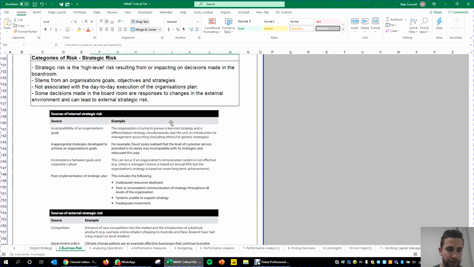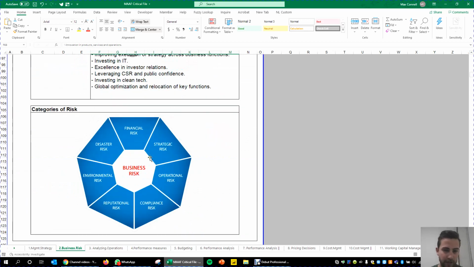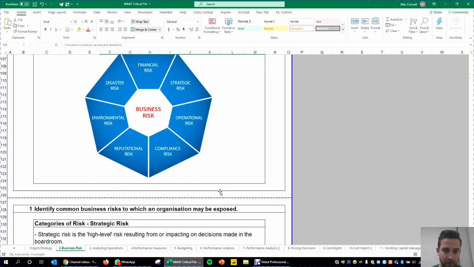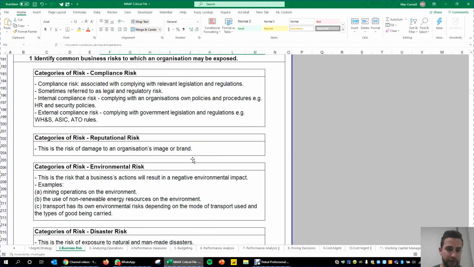Okay, so let's move on to the next category in this little shape over here. So we're going to talk about compliance risk next. Compliance risk is basically the risk associated with not complying with relevant legislation and regulations, and it's also known as legal and regulatory risk. It could be internal or external.